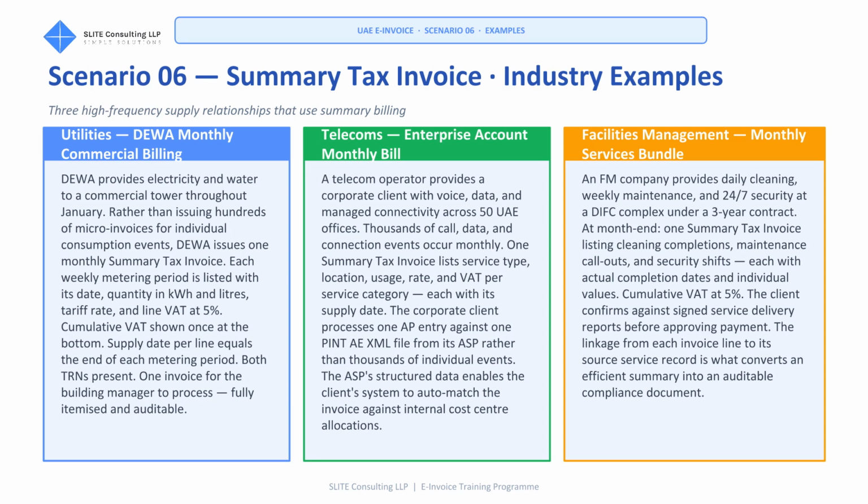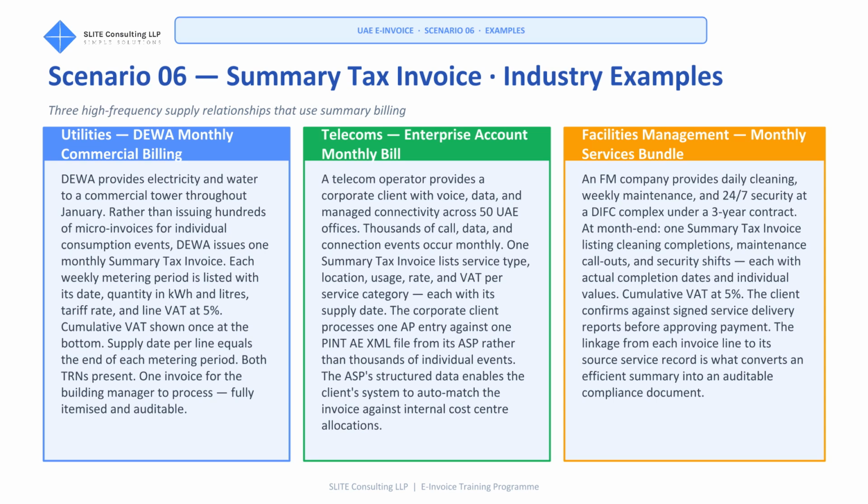Second, telecoms. A corporate client receives voice, data, and connectivity across 50 UAE offices. Thousands of usage events monthly become one summary invoice. The ASP's structured Pint AE data lets the client auto-match invoice lines against internal cost center allocations.